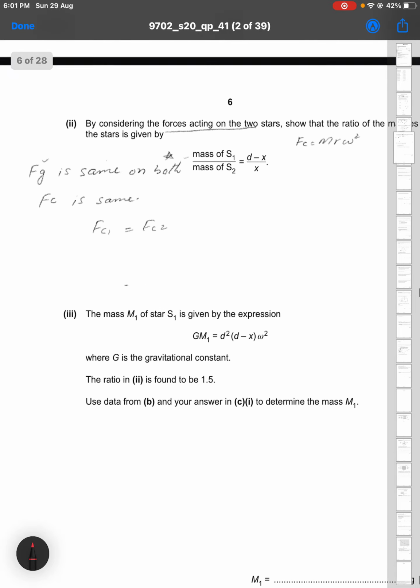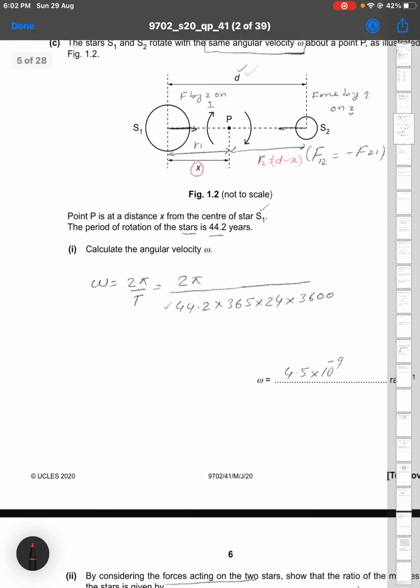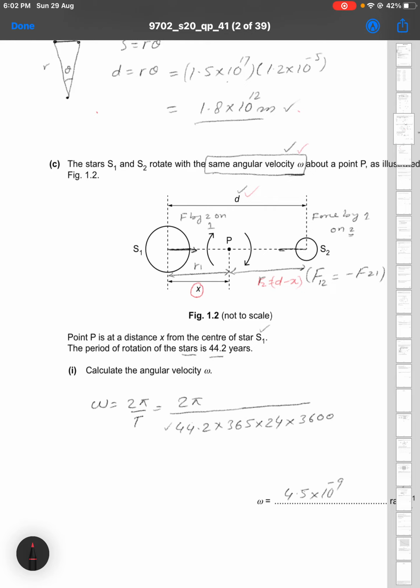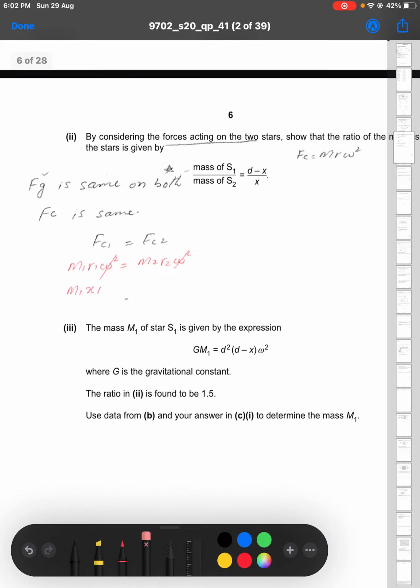Okay, so now we are very close to our answer. Just put the values. I can write m1 r1 omega square, m2 r2 omega square. As the examiner mentioned at the top, the same angular velocity omega applies, so this and this will be cancelled. Now we are going to place our values. X, I think it's not x1, it's x, so let me erase this.